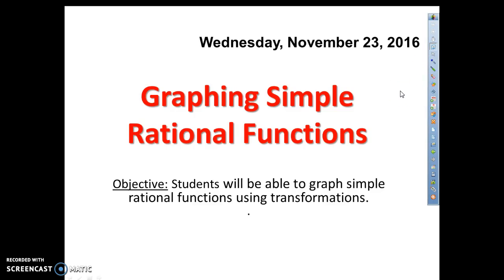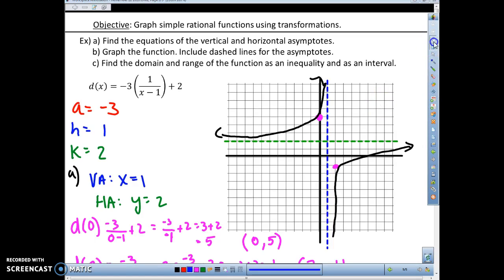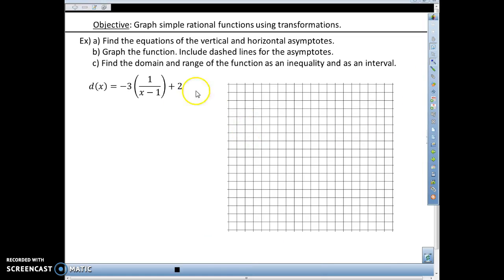Hello, today in this video I'm going to review graphing simple rational functions. You can take down these examples in your notes from yesterday's notes. Remember that we are working with rational functions, and our first step in order to graph the rational functions is to identify our a, our h, and our k value. That should always be your first step in these problems.